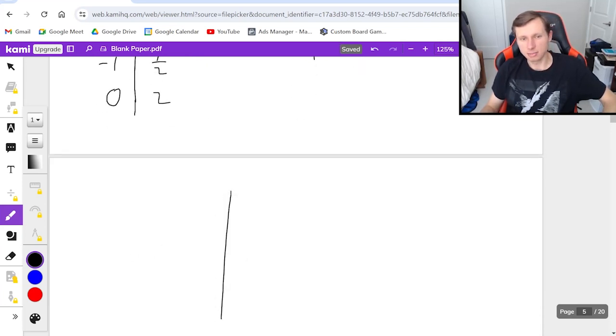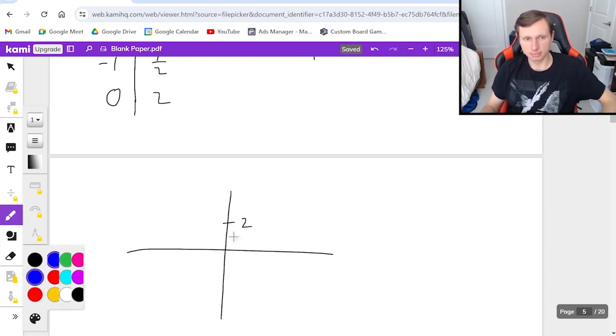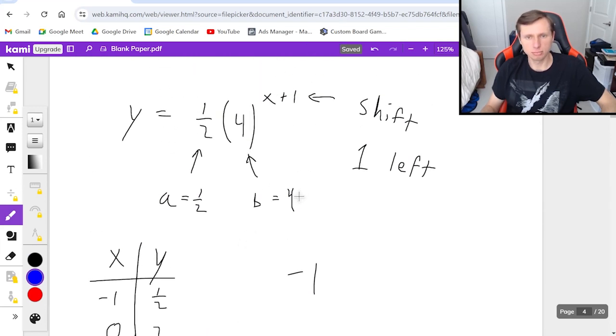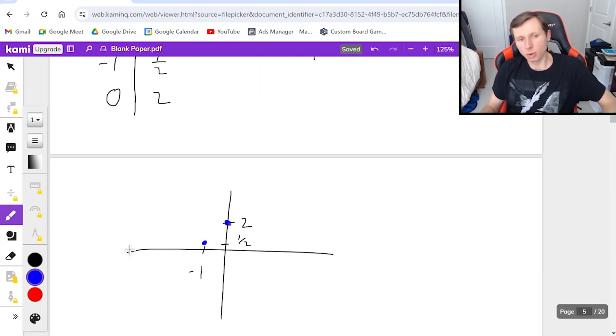So then finally, plotting it, I have 0, 2, which I'll say is like here. And then I have the point -1, 1/2, which 1/2 is very close to the 0 line, probably about here. Now my horizontal asymptote, again, starts at 0, but did it get shifted up or down? Nope, didn't get shifted up or down. So the horizontal asymptote stays at 0, as you can see here. So then my final graph should look something like this. And there we go, there's our graph.